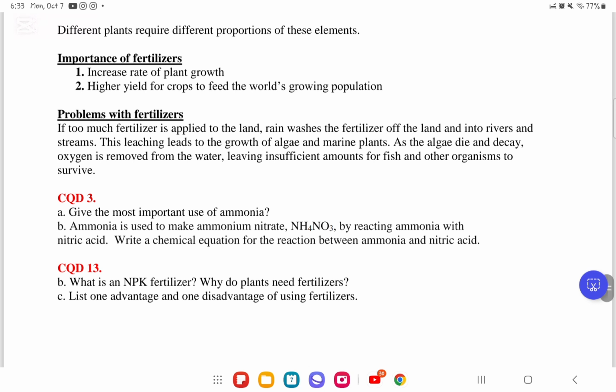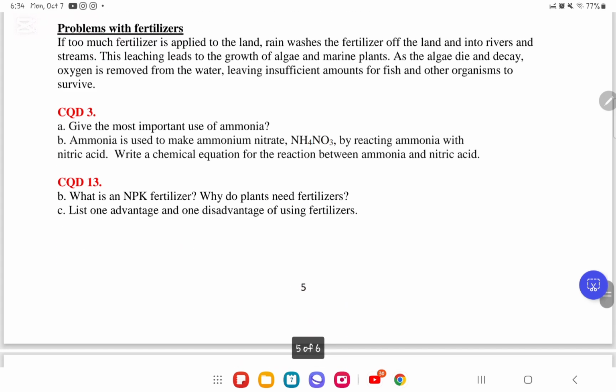So, importance of fertilizers. Why do we need fertilizers? They increase the rate of plant growth, so plant growth increases, and a higher yield for crops, so a higher crop or food yield. Now, issues with fertilizer. If we have too much fertilizer, okay, the rain will wash the fertilizer off the land and into the river streams. This is pollution, a type of water pollution.